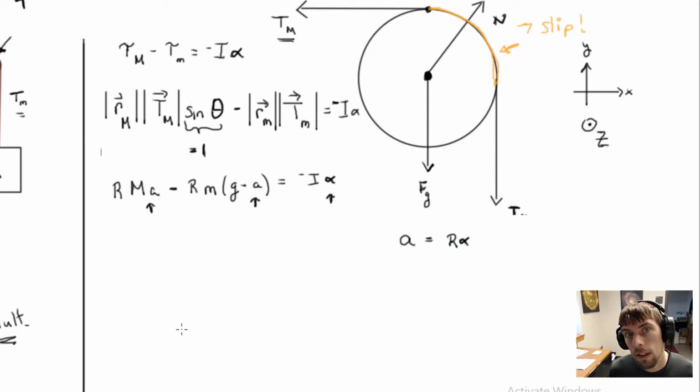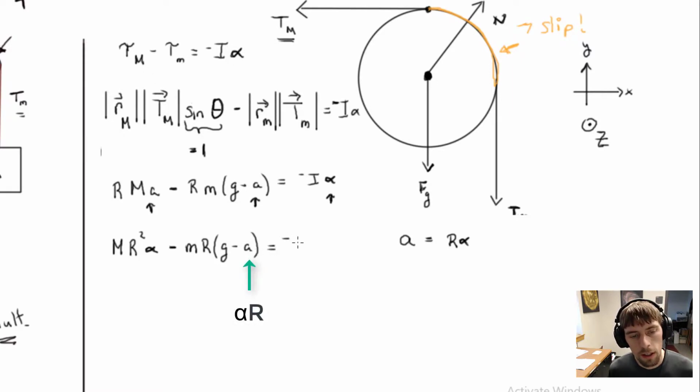Now, since I'm interested in alpha, I'll go ahead and make this substitution. So what do I have at the end of the day? I have big M R squared alpha minus little m times R times G minus A equals the negative moment of inertia of my pulley times alpha.